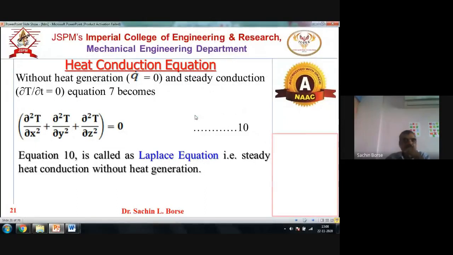In the Laplace equation, there is no heat generation and it is steady. So it is called the Laplace equation, which becomes del square T by del x square plus del square T by del y square plus del square T by del z square equals 0. This is the steady heat conduction equation without any heat generation. Now we'll move to slide number 21.